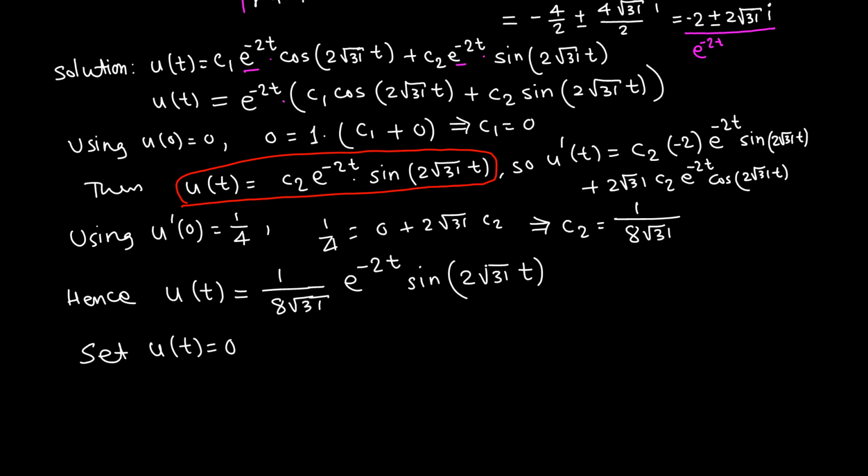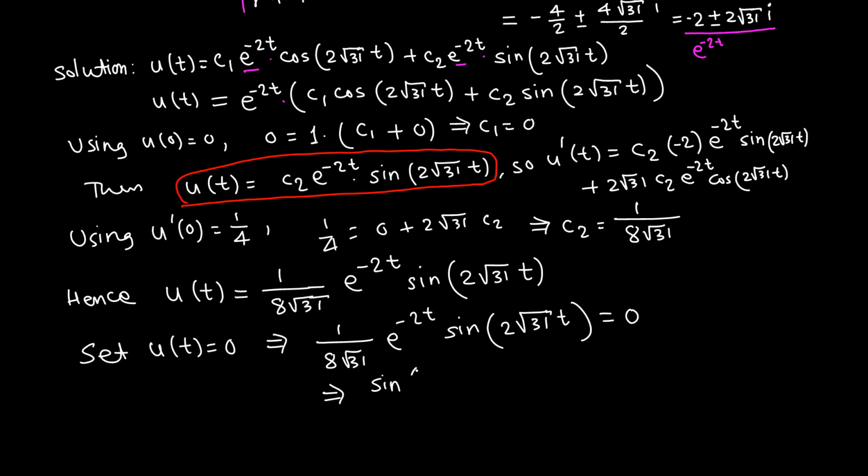So anyway, let's set this equal to 0, and that implies 1/8 root 31 e raised to negative 2t sine 2 root 31 t equals 0. This constant is never 0, so we can divide by this, so this is gone. And exponential functions are never 0, so this is not 0 and this is not 0. That forces this sine term, sine 2 root 31 t, to equal 0.